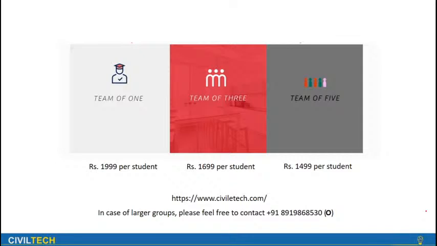So this is the price we quote. If one person registers, it will be 1,999, and if a team of 3 approaches, it will be 1,699 per student, and if it is a team of 5, we quote it as 1,499. Trust me, this is very little, and this is just for logistics purposes, right? We need to have our own server, and of course we need to manage those expenses.